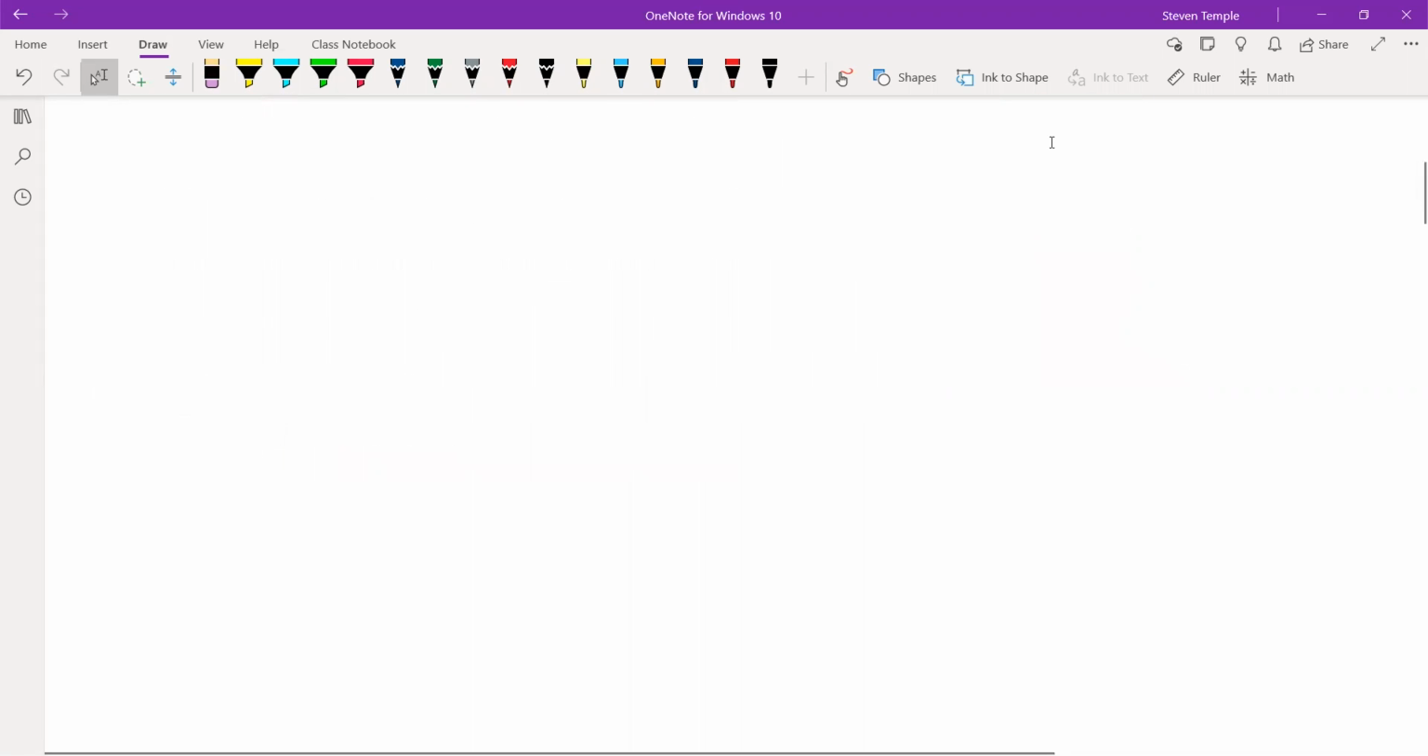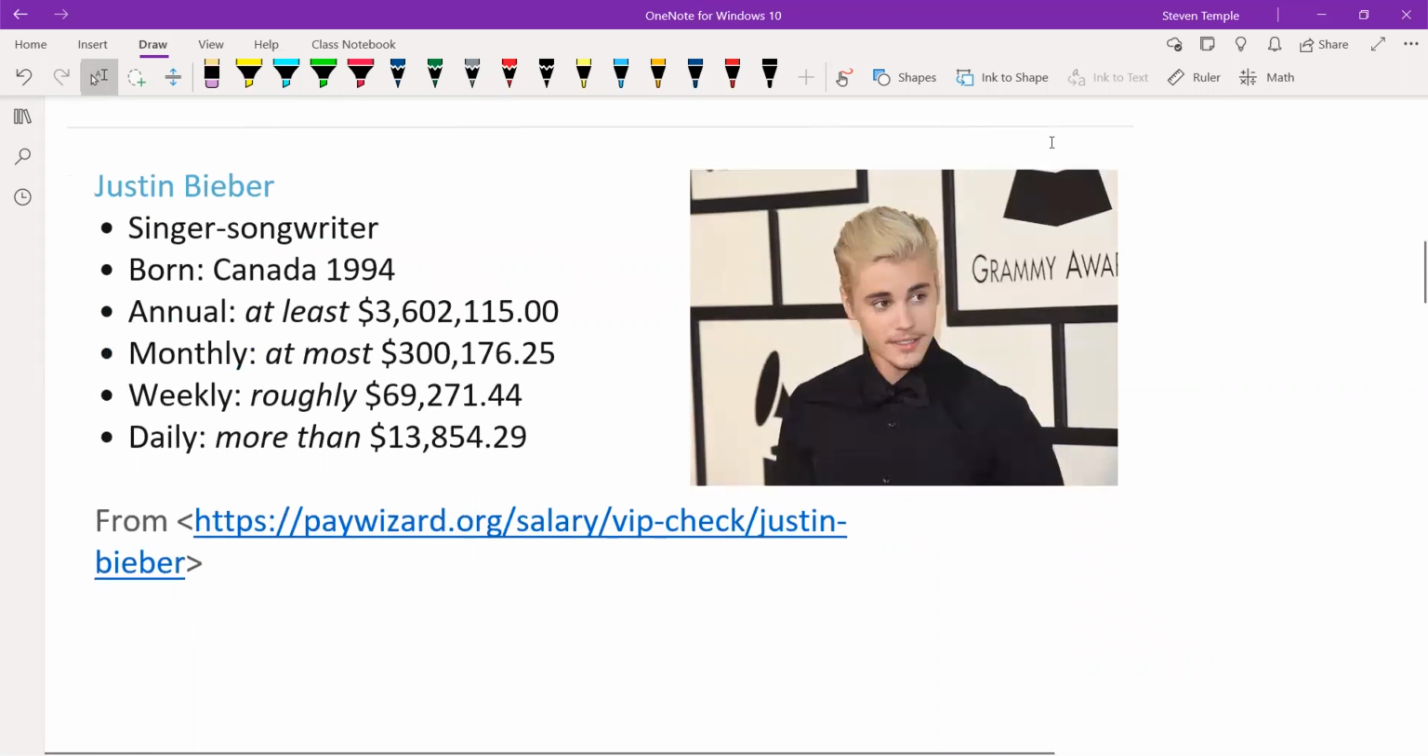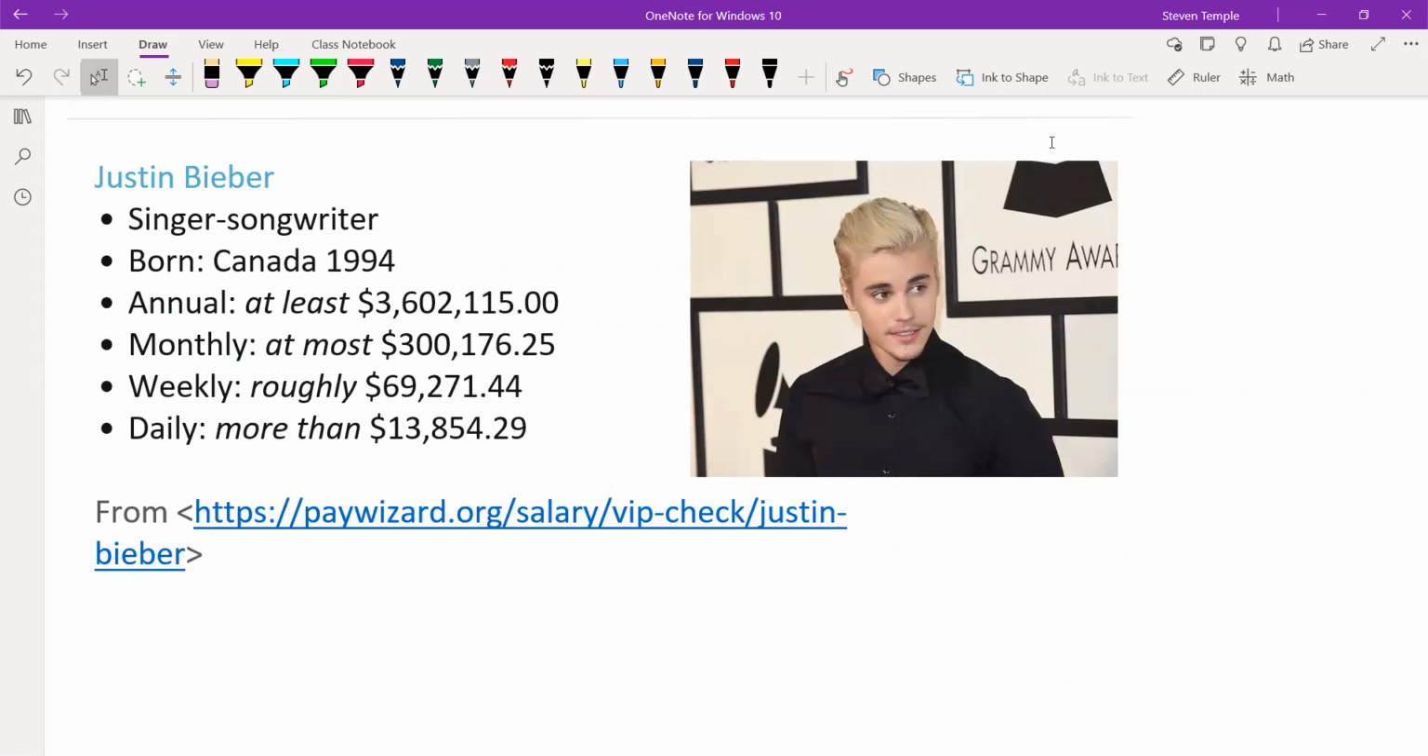That's what an inequality would be. Another famous person that you all admire would be good old Justin. Here are a couple of things that I found about him, just doing some research. Annually he earns $3 million, so at least he earns this much. That's a phrase we're going to be looking at in today's lesson. You're also going to see the words "at most." Monthly, he makes at most $300,000 a month. And daily, he makes more than $13,000 a day. Again, this is just information that I found online, but the key things here are the words that we're going to be using today.